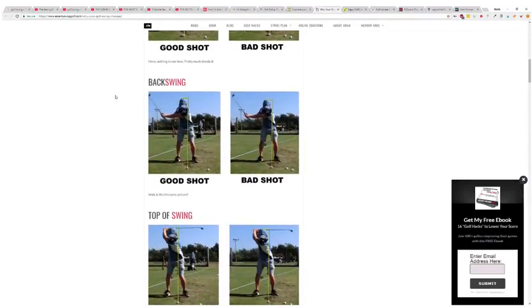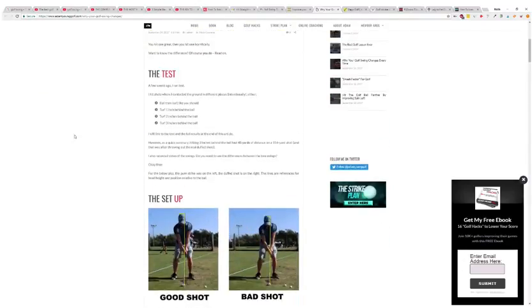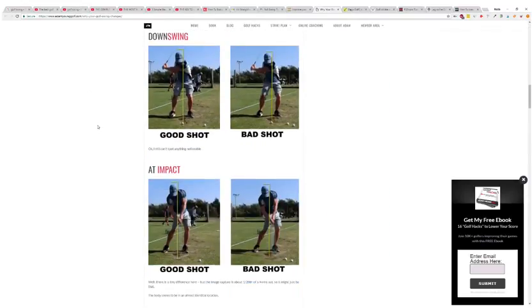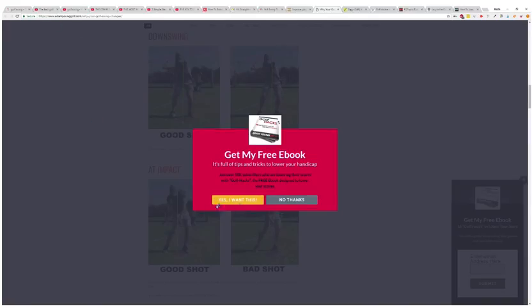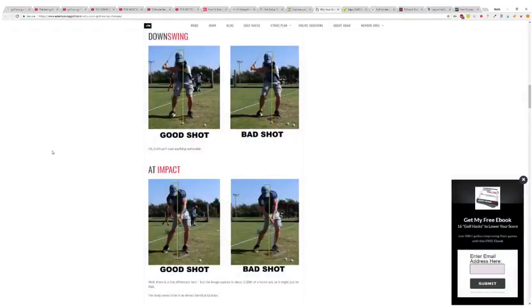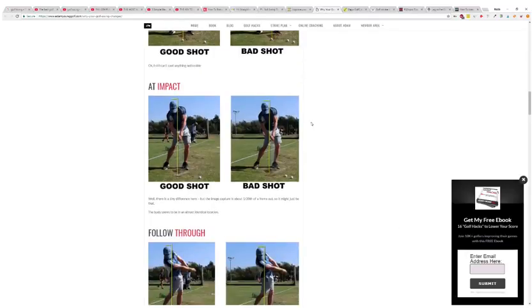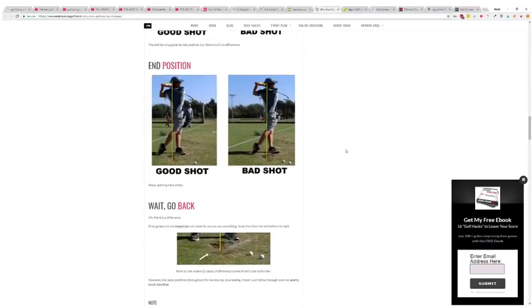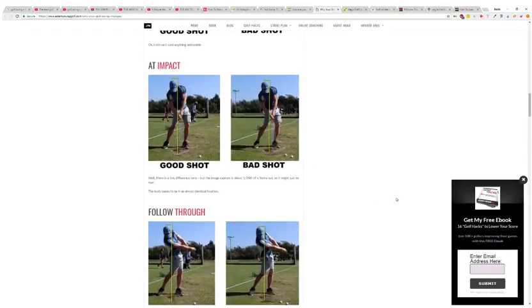This is not a huge authority here. But I like the concept of why your golf swing changes every time, because some of the videos that we were looking at here talked about consistency, and we might be able to take some of these images and credit this guy with a link or something, because these nicely illustrate what's good and what's bad.